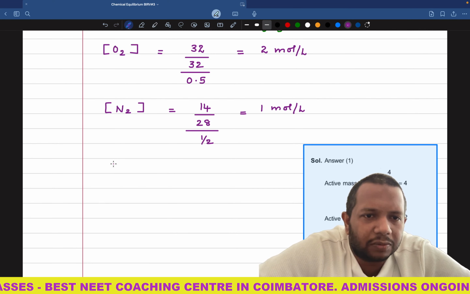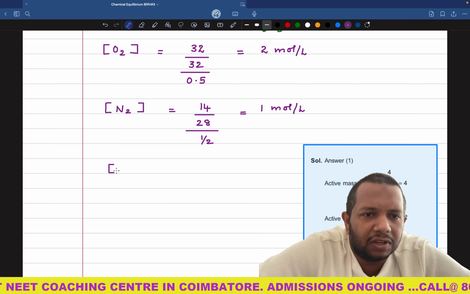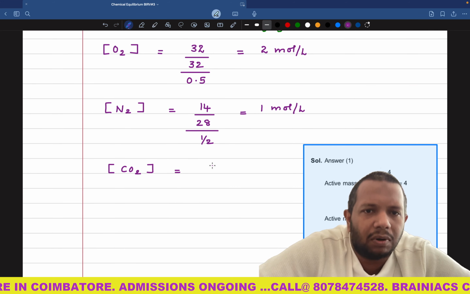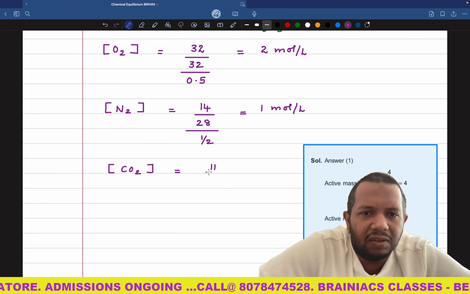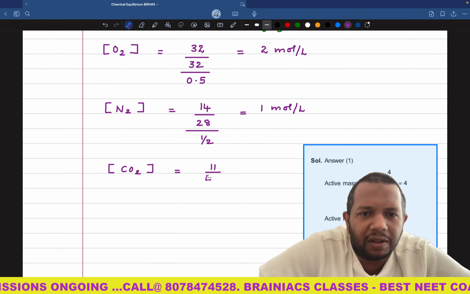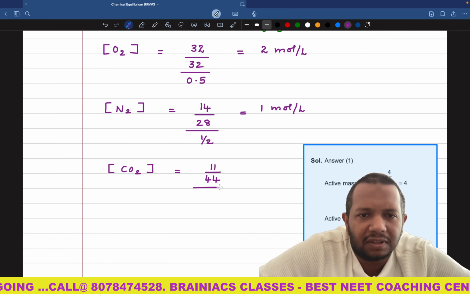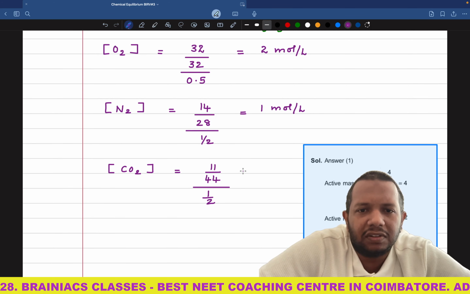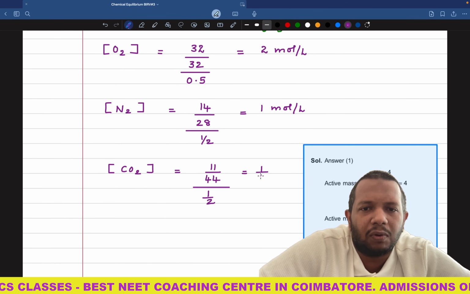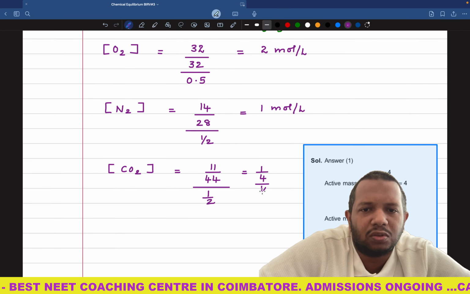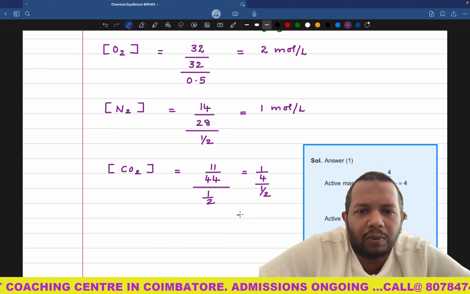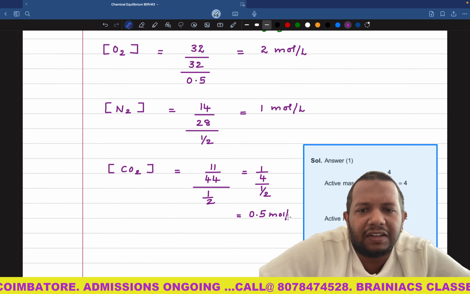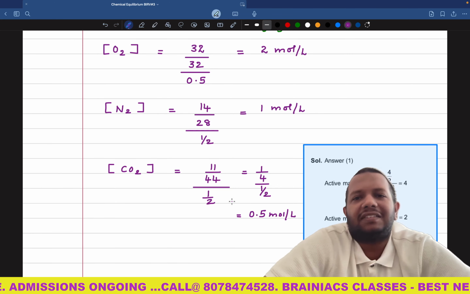11 gram carbon dioxide. So for carbon dioxide, similarly we write it like this. Active mass of carbon dioxide is equal to 11 divided by molar mass of carbon dioxide, 44. You should remember this. Divided by 1 by 2. So this is nothing but 1 by 4 divided by 1 by 2. So 2 will come in the numerator and this will become 0.5 mole per liter. So tell me, sir, it's an easy question.